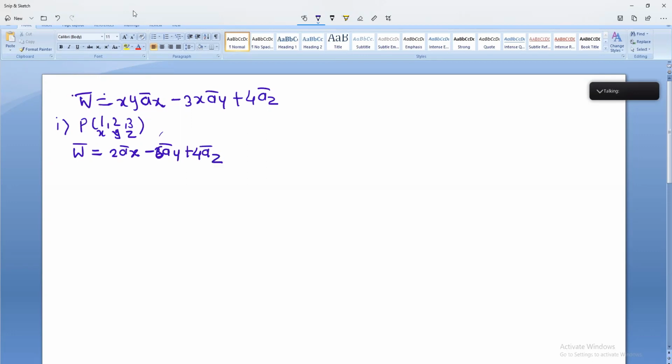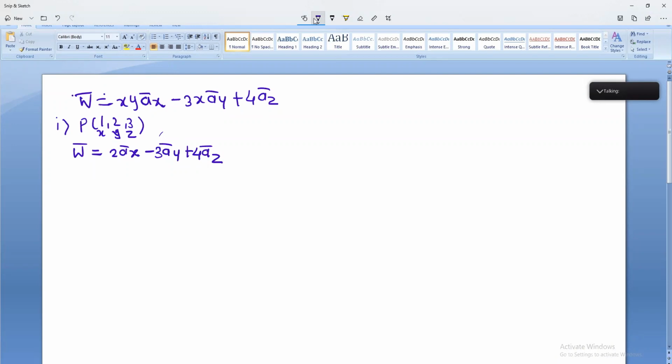Sorry, just wait. The x coordinate is 1 only. So W bar equals 2 a bar x minus 3 a bar y plus 4 a bar z. Okay.